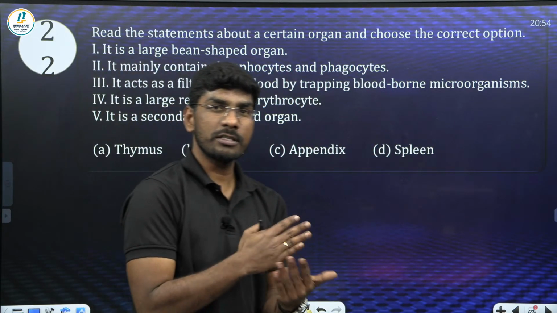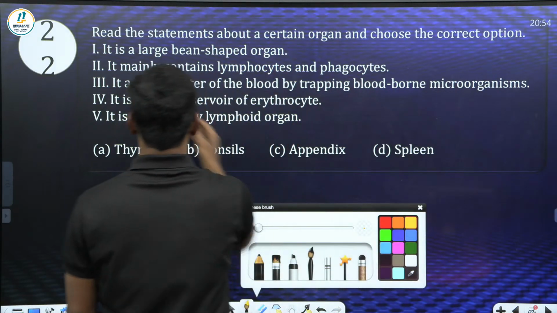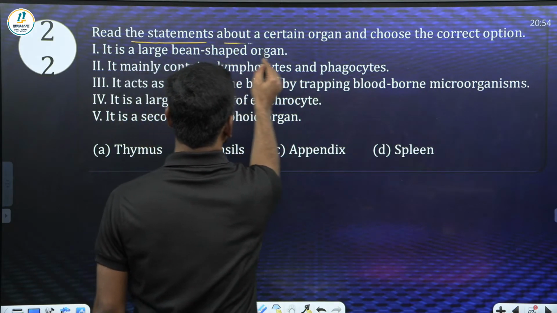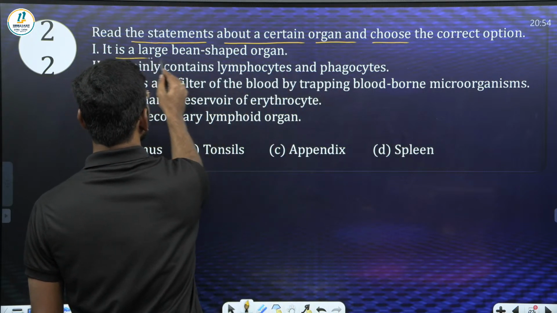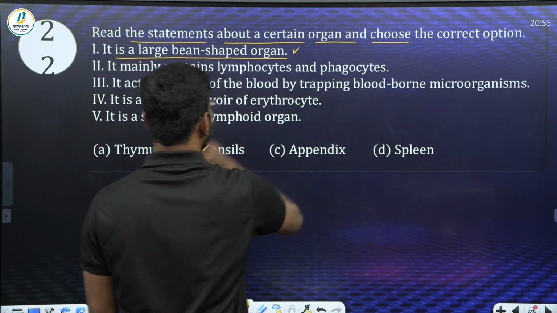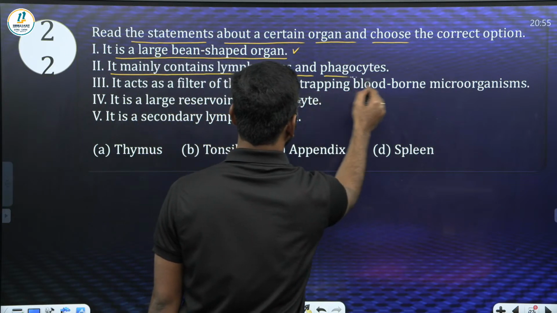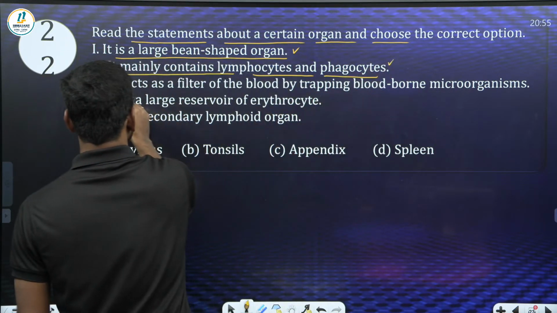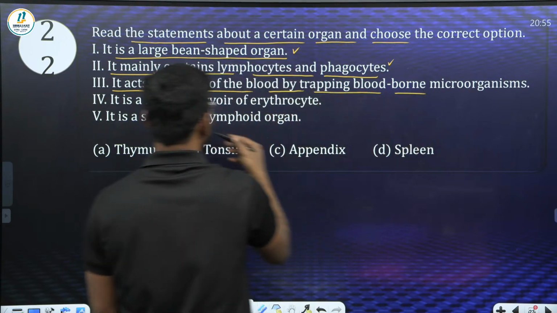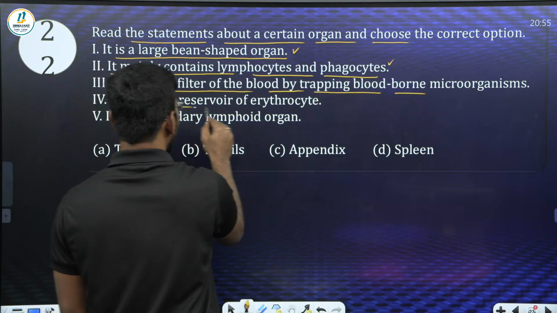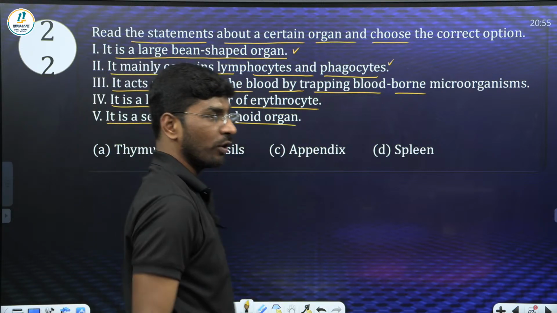What about this question? Try. This is a statement based question. Any one of you try this? The question tells us, read the statements about a certain organ and choose the correct option. It is a large bean shaped organ. Fine. It mainly contains lymphoid tissue, phagocytes. Okay. It acts as a filter of the blood by trapping blood-borne microorganisms. Okay. It is a large reservoir of erythrocytes. It is a secondary lymphoid organ.